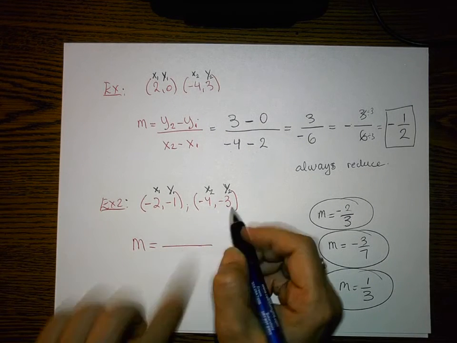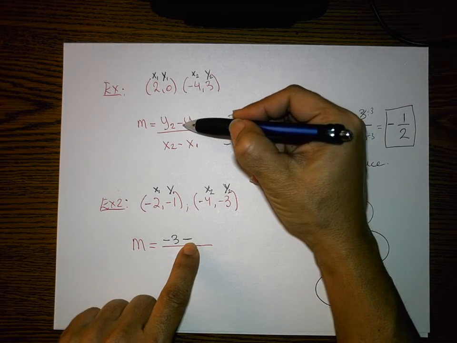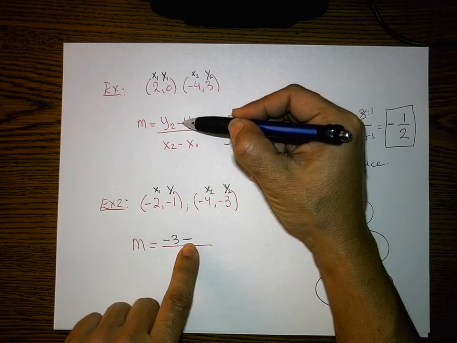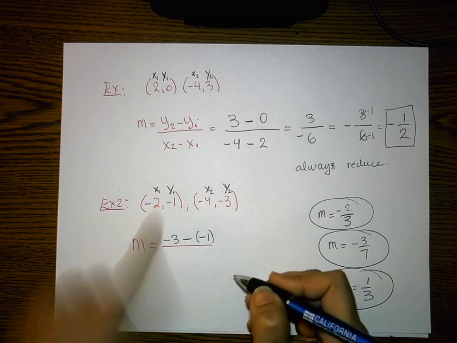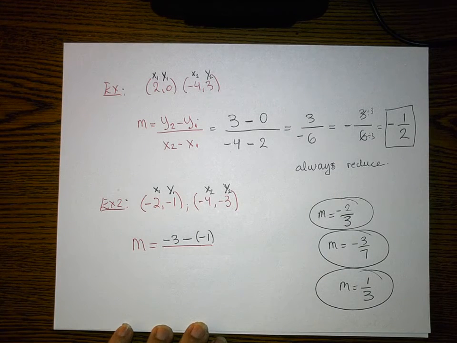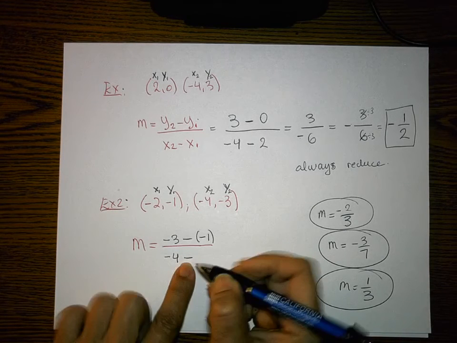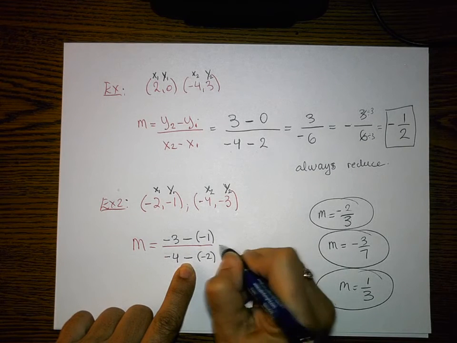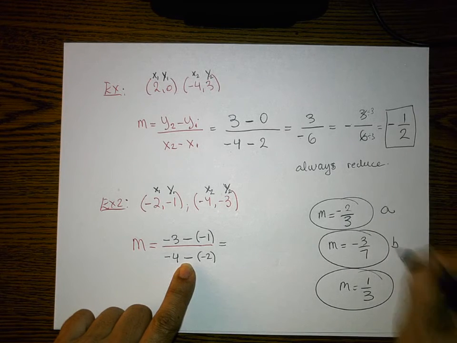y2 is negative 3 minus, remember, the minus is from my formula. I cannot take that away. But then I have a negative 1. I'm going to put it in parentheses so I don't get confused. And then we have negative 4 minus, from my formula, and then I have a negative 2. Let's see what we get. I don't remember who told me these answers, but I'm going to call them student A, student B, and student C.